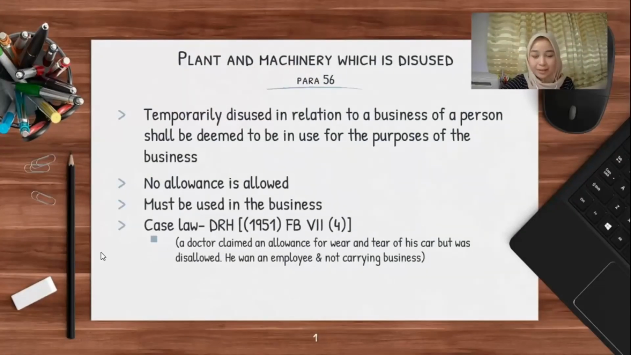Okay, thank you. My name is Najmana binti Ahmad Nawawi, matrix number 261106, and I will continue with my part, which is plant and machinery which is in disuse, based on paragraph 56.